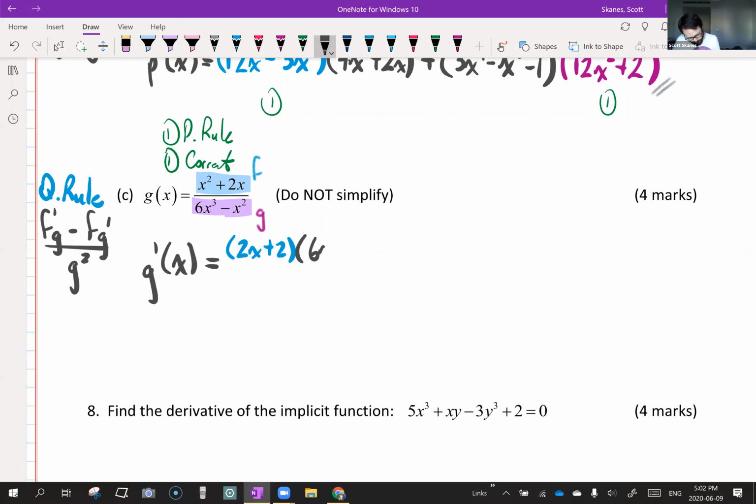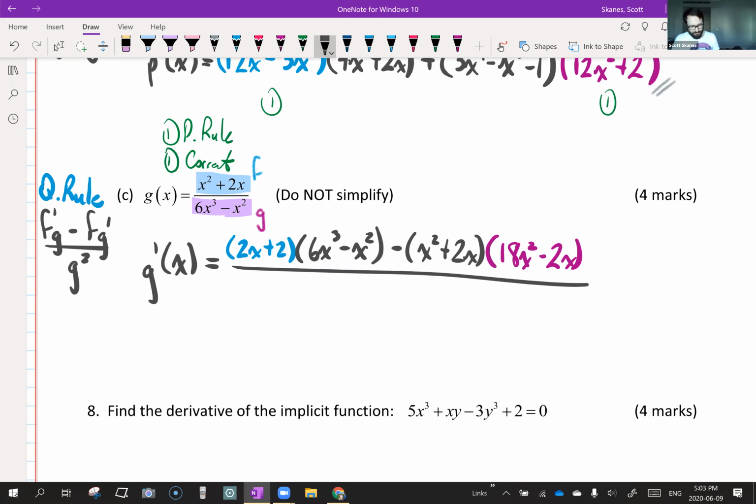What was the bottom one? Minus the top one and the derivative of the bottom one. And don't forget the fraction. Some students forget to write the fraction. It's the bottom. And another thing students forget is the square. I'm going to say don't forget this.